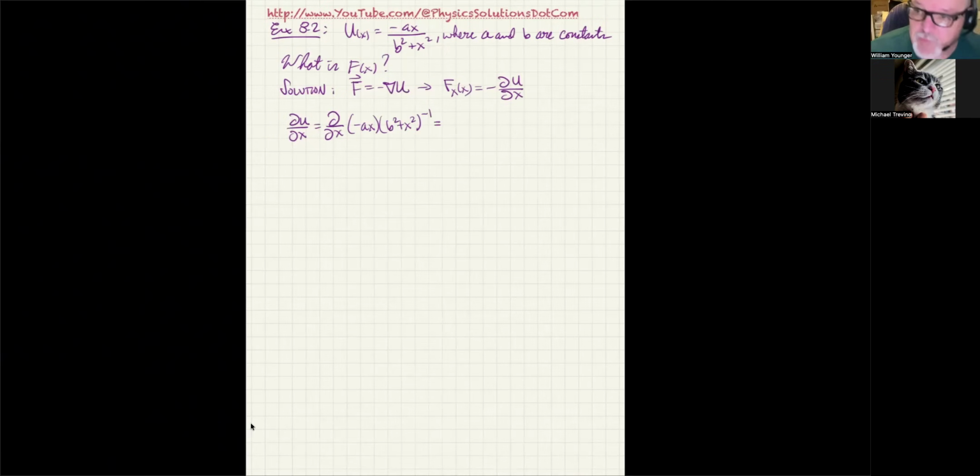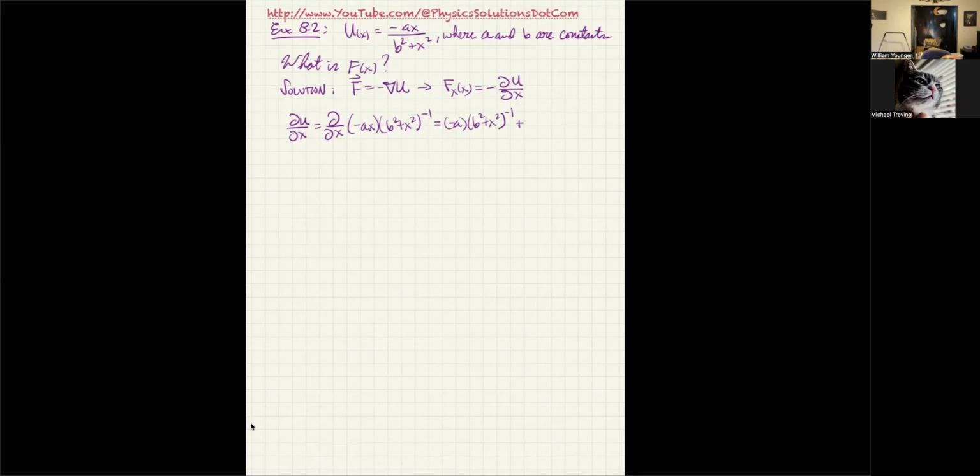And the way we take the derivative of a product is, in the first case, we take the derivative of the first factor and multiply it by the second factor. And then in the second case, we add to that the first factor times the derivative of the second factor. So the derivative of negative ax with respect to x is just negative a. And then, of course, we still have b squared plus x squared to the negative 1.